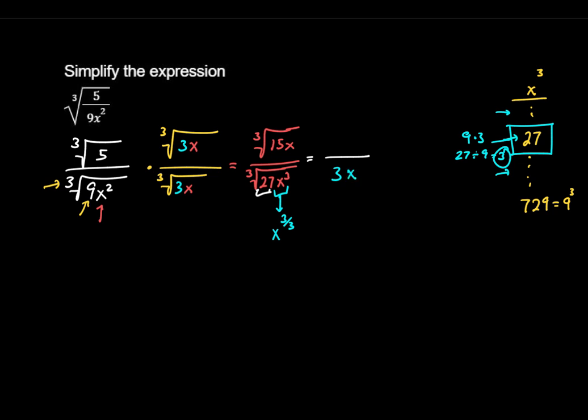On top, we just have to go ahead and check to see if it's a perfect cube or if there's any perfect cubes that go into it. 15 is not a perfect cube, nor are there perfect cubes that go into it. And for the variable x, it's just x to the first. So that's not bigger than our index, so we can't break it down any farther. So this is it.